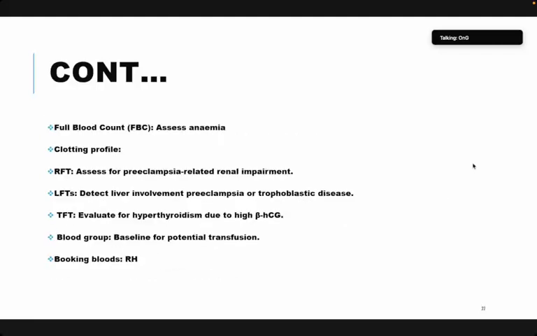Other investigations that you can do is your full blood count to assess for anemia, because we said the patients are presenting with bleeding. You may do a clotting profile if they're bleeding excessively and they're going into DIC. You do your renal function test and your LFTs if you suspect preeclampsia, and then your thyroid function test, and you need your baseline booking blood, and also you cross-match these patients because they may need transfusion.